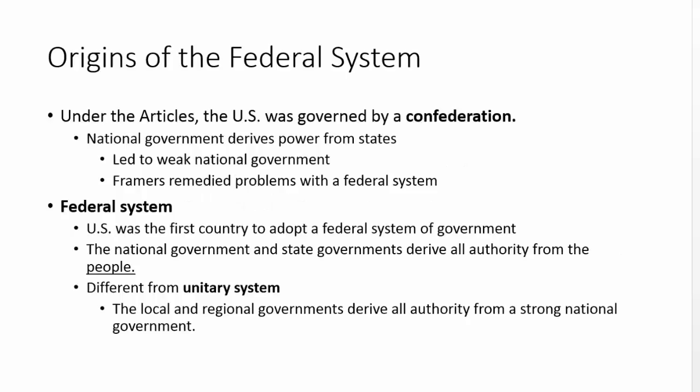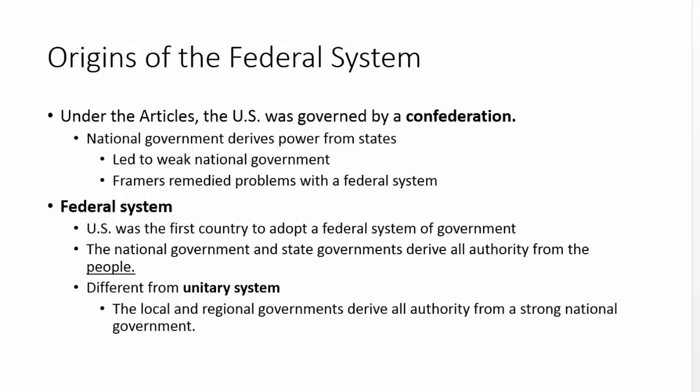In the period of the Articles of Confederation, the United States was governed by a confederation. This is one in which the national government derives its power from the states. This led to a very weak national government. Now the framers attempted to remedy the problems by creating a new system. However, they could not go to a unitary system, which we'll explain in a minute. And so they tried an experiment.